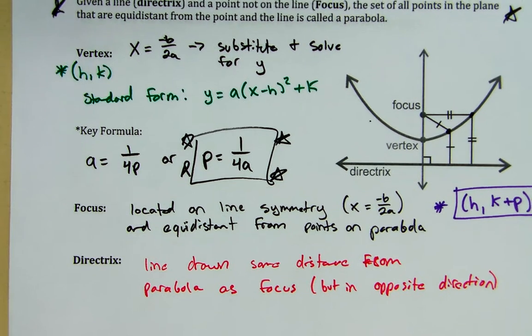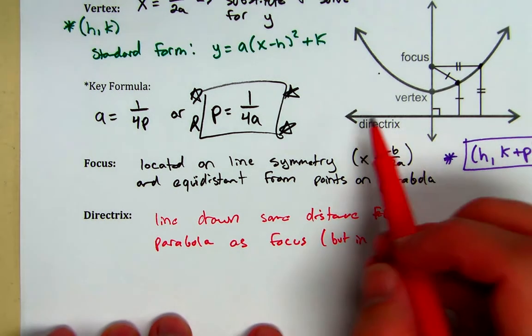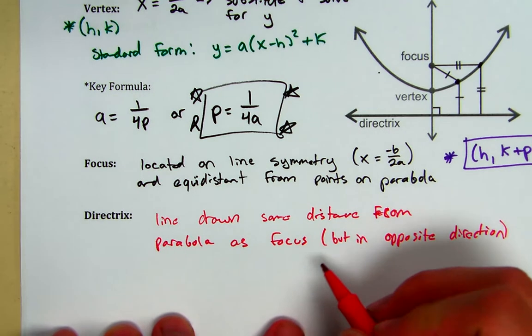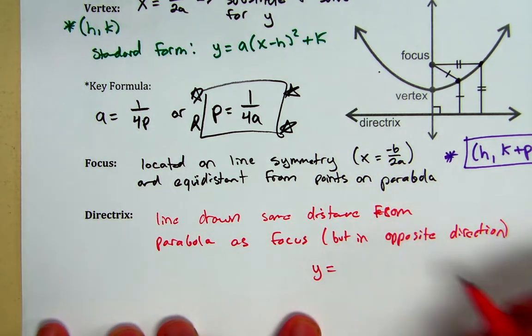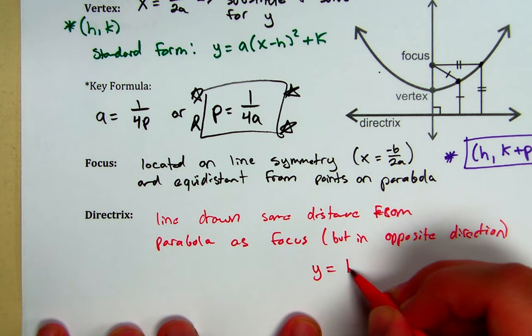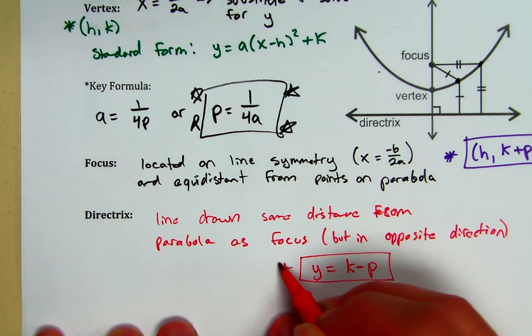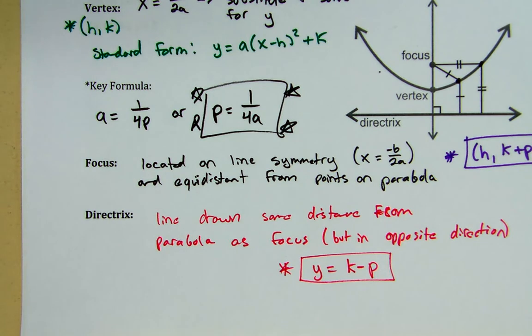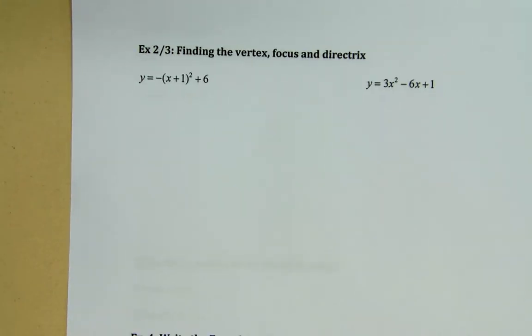So you may guess that this formula is a little bit different. It's actually going to be a line. If we're working with your standard parabola, the directrix is y equals k minus p. That's your key formula, y equals k minus p. Okay, so let's put this into a word problem here. Let's find the focus and other things.